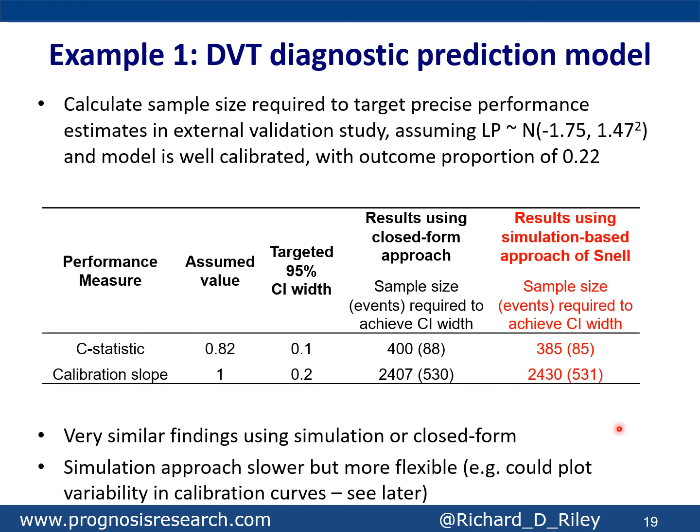There is also a paper by Kim Snell and colleagues, which uses a simulation-based approach. And that was the paper that I used to guide what is informing the precision of the calibration slope in terms of the distribution and things like that. If we use that simulation-based approach, it takes a lot longer than this closed form approach, which is just seconds. The Snell approach is minutes, still not too long, but takes a lot longer. You see that the results are very, very similar. 400, 385, 2,400, 2,400. So either approach is getting very similar answers. The closed form approach is much quicker and is the one that we would recommend.